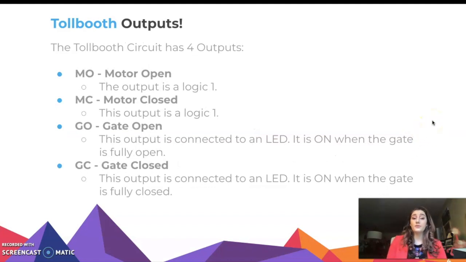The toll booth also has four outputs. We have motor open, motor closed, gate open, and gate close, which are just abbreviated with MO, MC, GO, and GC. The gate open and gate close not only have a logic output, but they are tied to an LED. So be careful when you're wiring your outputs to make sure that you include that.